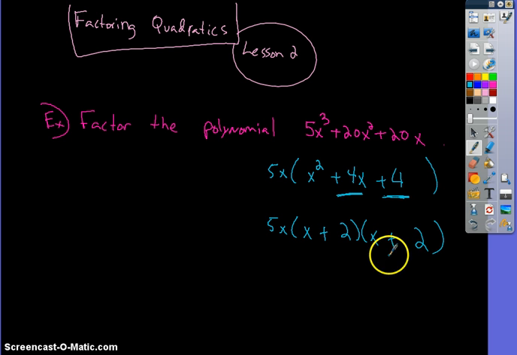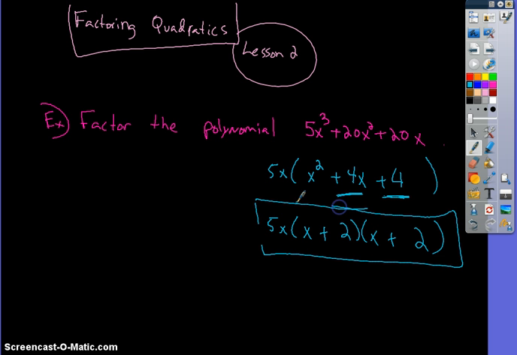Meaning that x plus 2 times x plus 2 should give me that trinomial. And it works. That's what it is. You can fold it together, you can see that it really does work. So our final answer for it is this. All right, so that's what factoring is all about. You look for GCF, and then after you look for GCF, you look to see if you can factor it further. All right, give you another one, just like it, but slightly different.